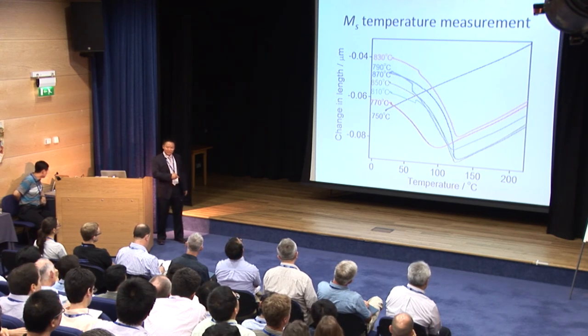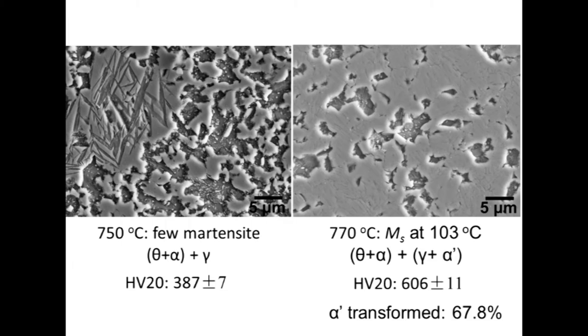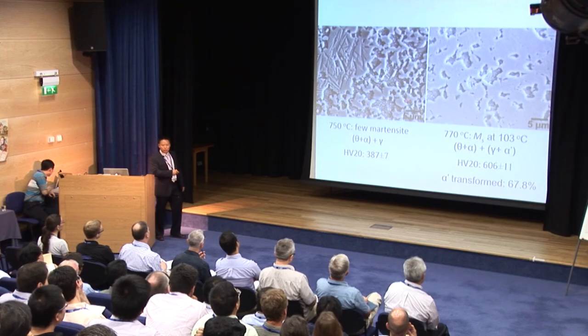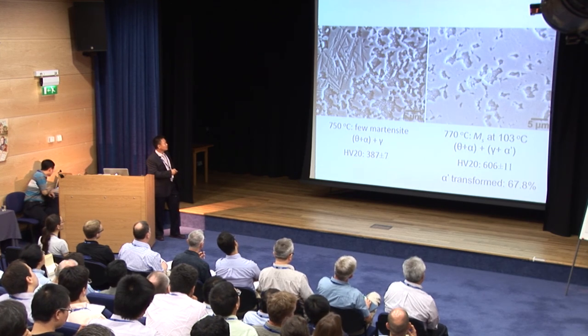But as I said before, this is just the beginning of this adventure. The microstructures show us that at this temperature, we get only a few martensite transformation. The basic microstructure is some spheroidized pearlite, just like this, and some high carbon retained austenite. The MS temperature should be lower than 0 centigrade, so we did not get a transformation.